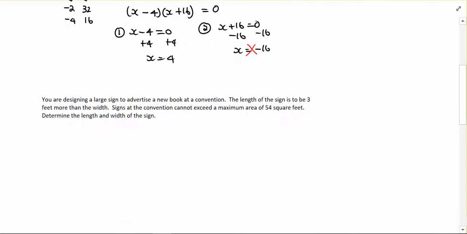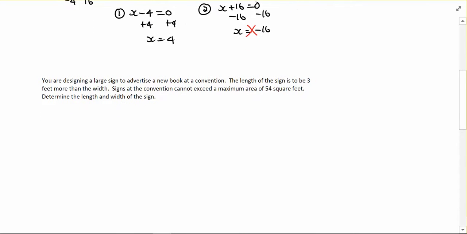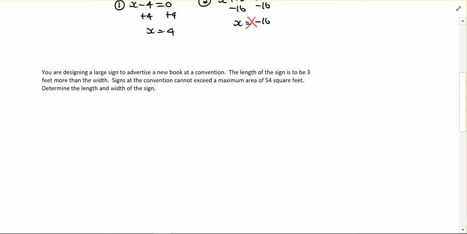Alright, so next problem here. You're designing a large sign to advertise a new book at a convention. The length of the sign is to be 3 feet more than the width. Signs at the convention cannot exceed a maximum area of 54 square feet. Okay, so let's draw a picture of this. Here's my sign. The length of the sign is to be 3 feet more than the width. So if I'm going to say w is my width, then the length would be w plus 3.